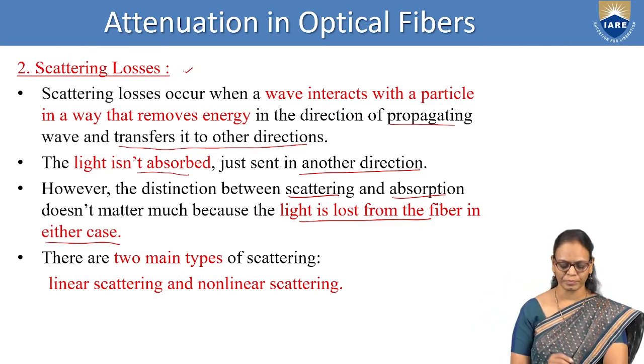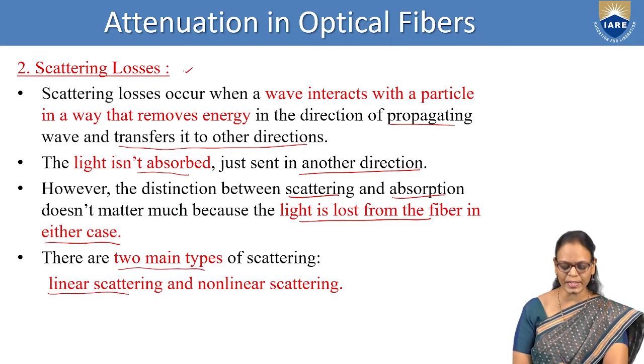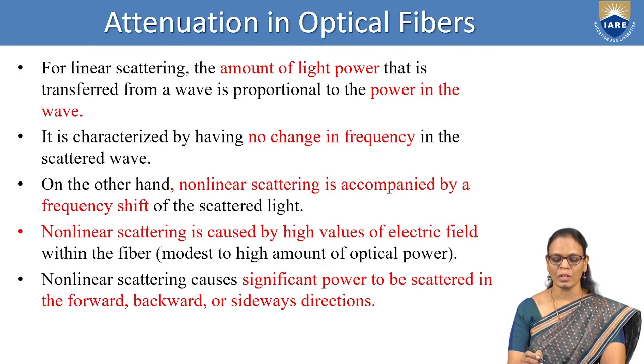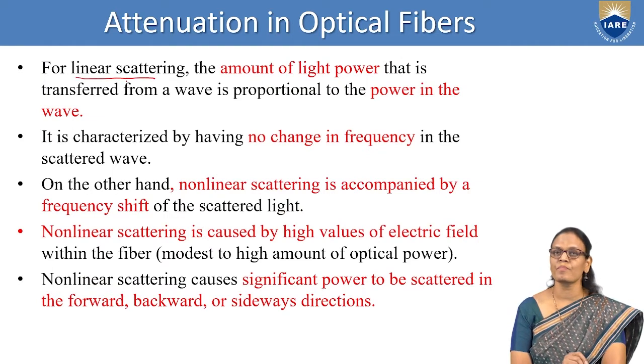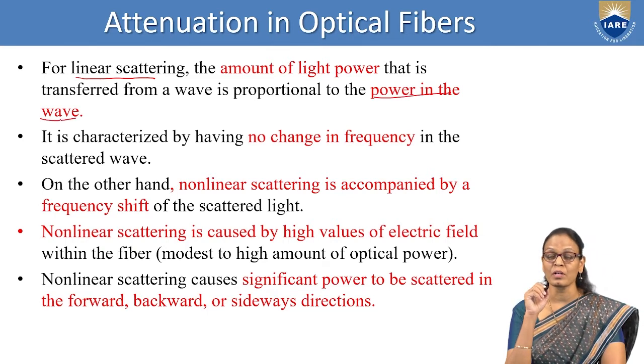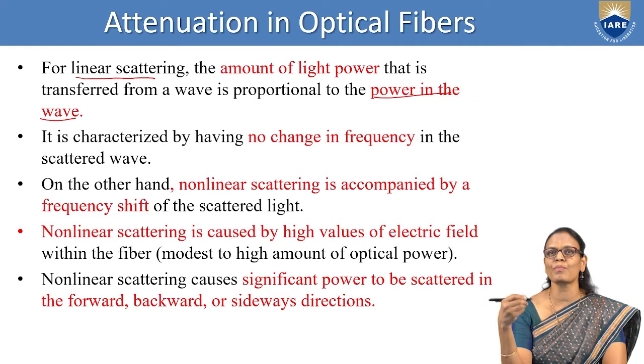In scattering also we have two types: one is linear scattering and the other is nonlinear scattering. We will discuss these two now. For linear scattering, the amount of light power that is transferred from the wave is proportional to the power in the wave. Whatever input power we have given, the more the power input, the more the amount of light that is scattered.